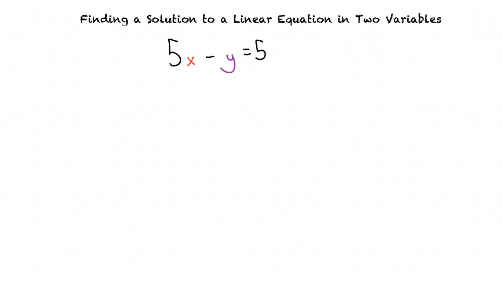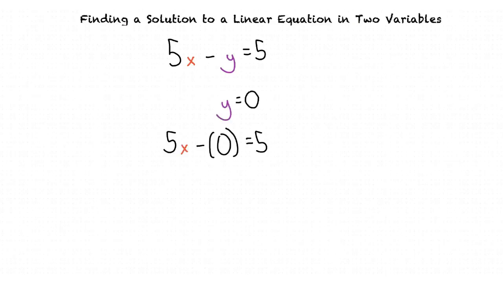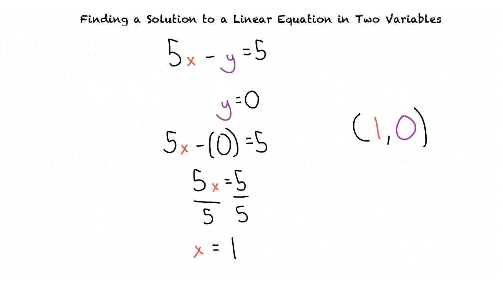We want to find the coordinates of a point on this line. I'm going to make y equals 0. This gets us 5x equals 5. From there we divide by 5 to get x equals 1. This makes our answer the point (1, 0). So we know that (1, 0) is a point on our line.